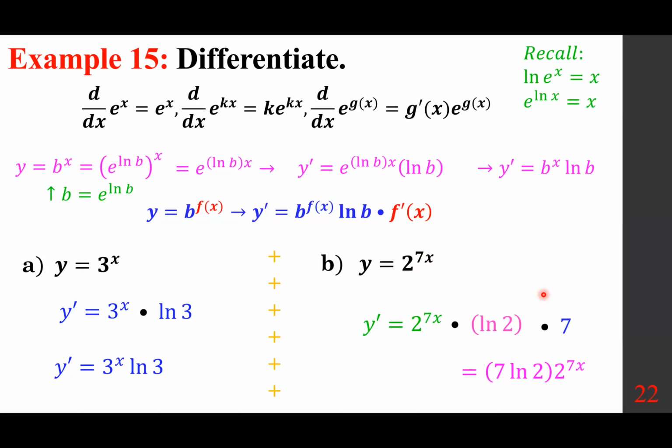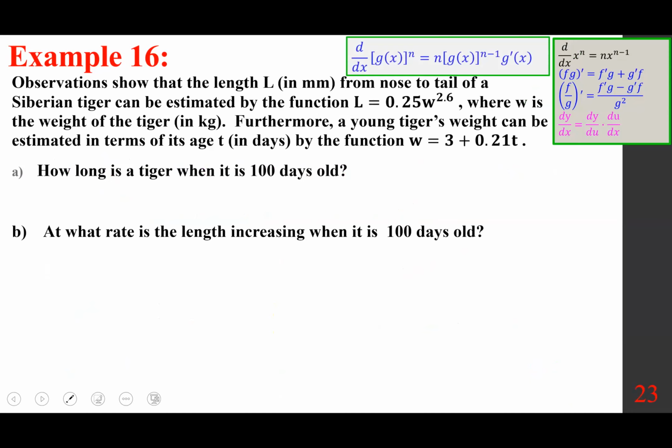All right. Could somebody read this question, please? Observations that show the length L in millimeters from nose to tail of a Siberian tiger can be estimated by the function L equals 0.25 W to the power of 2.6, where W is the weight of the tiger in kilograms. Furthermore, a young tiger's weight can be estimated in terms of its age, T, in days, by the function W equals 3 plus 0.21T.